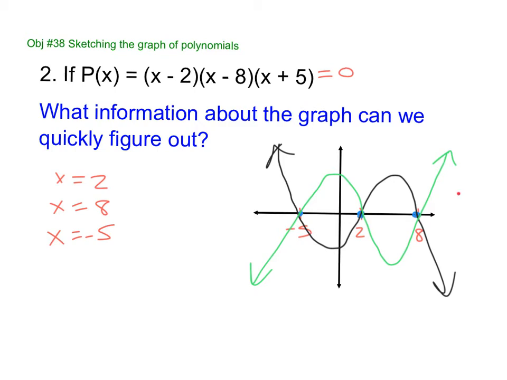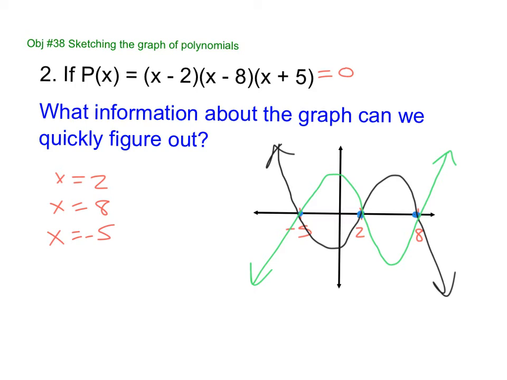All right, so if I think about what's happening as x gets really, really big, when x goes this way, right? If I plug in a positive number into the equation, if I plug in 1,000,000, that's 1,000,000 minus 2 times 1,000,000 minus 8 times 1,000,000 plus 5. Is that a positive or a negative? That's a ridiculously large positive number, right?